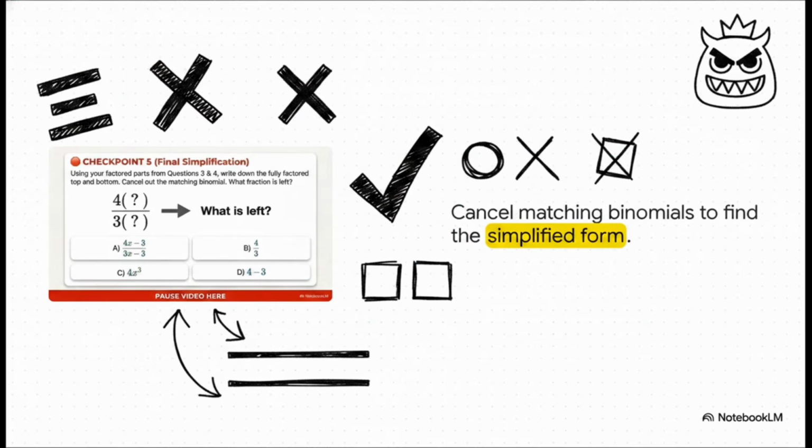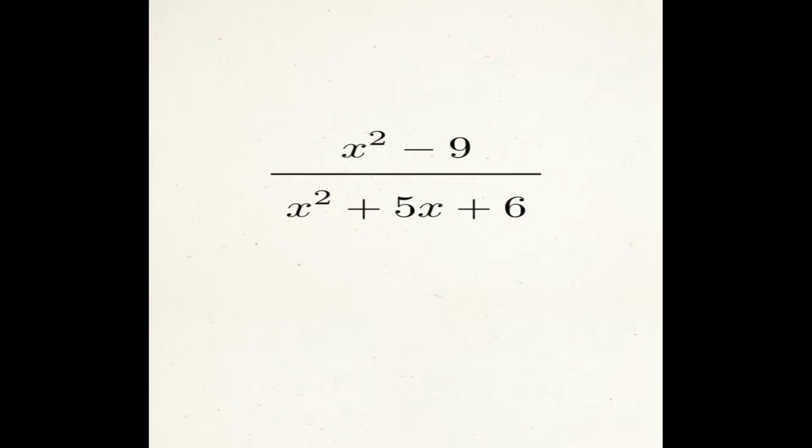Now, let's put the whole puzzle together. For checkpoint 5, pagsamahin natin ang nakuha ninyo sa checkpoints 3 and 4. Isulat ang inyong fully factored top at ang fully factored bottom. Do you see a matching binomial inside the parentheses? Pwede na natin i-cancel out yan. So, anong fraction ang natira? Pause, select your final simplified answer.